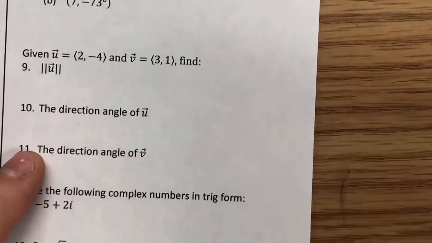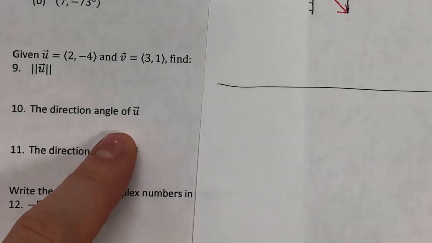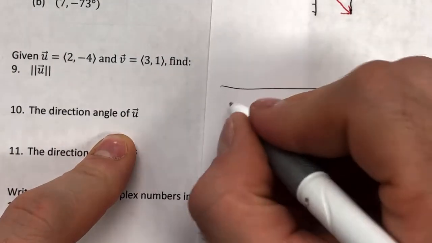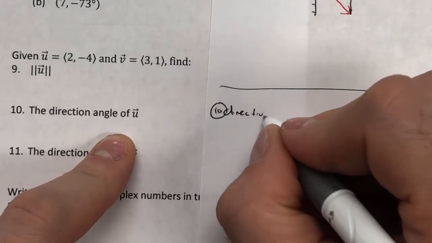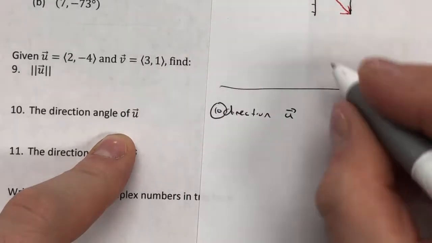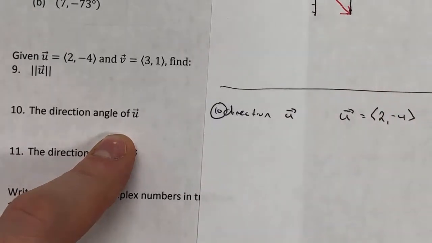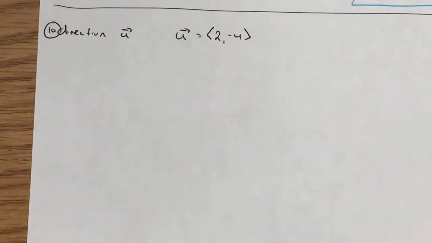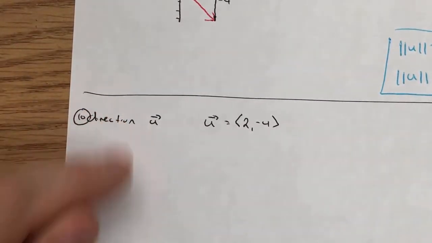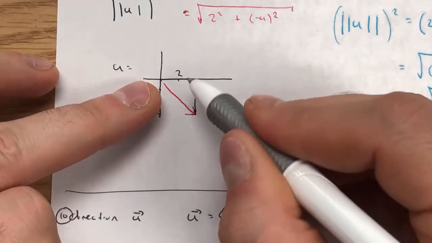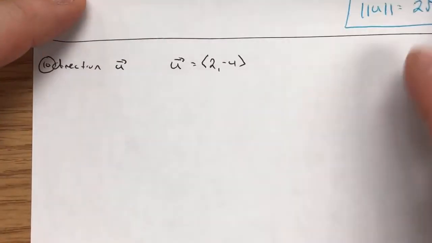Let's take a look at 10. Okay. So 10, I need to find the direction angle of the u vector. So I want to find the direction of u vector, and I know that u vector is equal to 2, negative 4. Okay? So again, just like in polar coordinates, we now know what the length of u is. It's 2 root 5. I want to find the direction. What is the angle measure? So in polar form, we found the distance either here or here. That's exactly what this is asking, just in vector format.